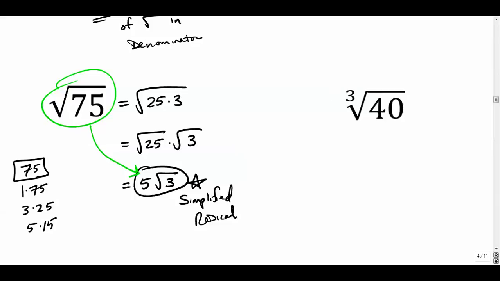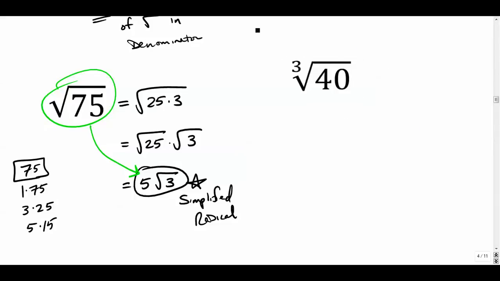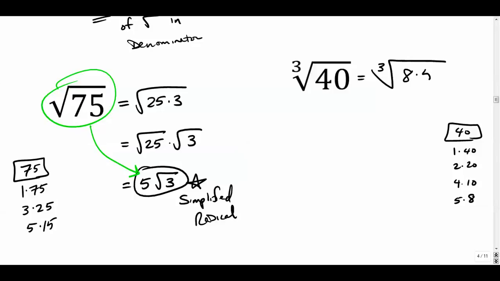Same thing over here, but this time we have a cube root of 40. The cube root of 40 is not an integer, but we can break 40 down into its factors: 1 times 40, 2 times 20, 4 times 10, 5 times 8. I'm looking for not a perfect square this time, but a perfect cube. And I see a perfect cube right there. 8 is a perfect cube. So I'm going to break 40 down into the cube root of 8 times 5. Split them up.